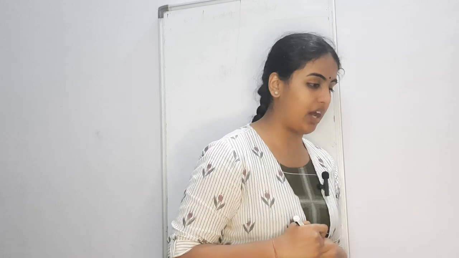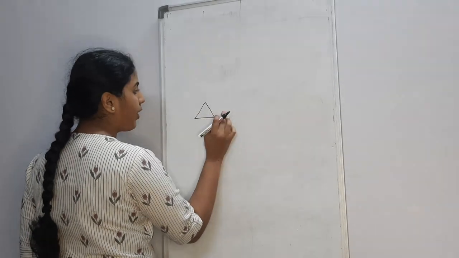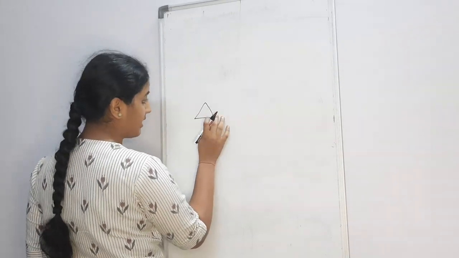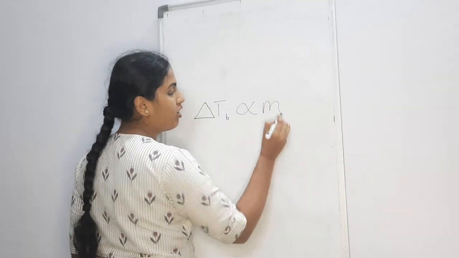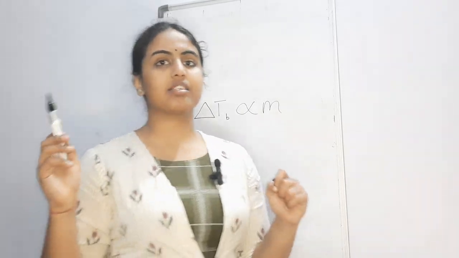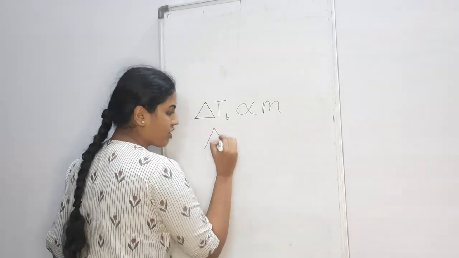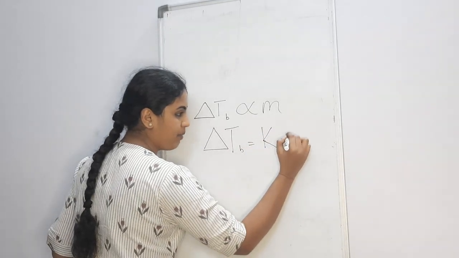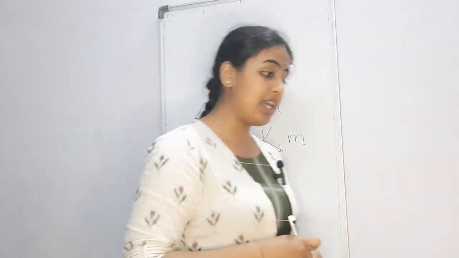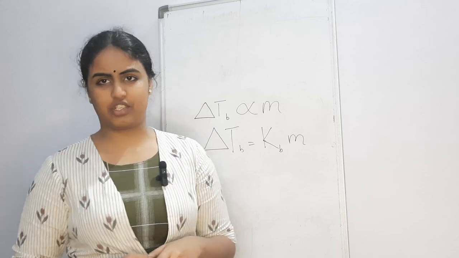Now, what is the formula for this? We represent the change in boiling point, or the difference between the original boiling point and the increased boiling point, by delta Tb. Okay, and that is directly proportional to small m. From the previous videos, let us revise. What does small m mean? It means molality, right? So, after we remove the proportionality sign, we get delta Tb equals Kb m. Okay. Here Kb is our ebullioscopic constant, or molal elevation constant, right? And the value for it is generally given in your questions.